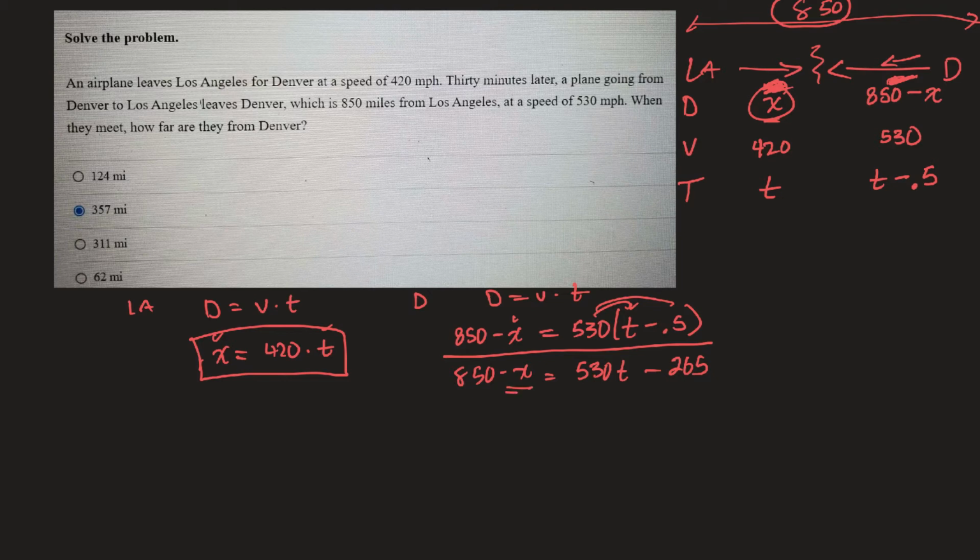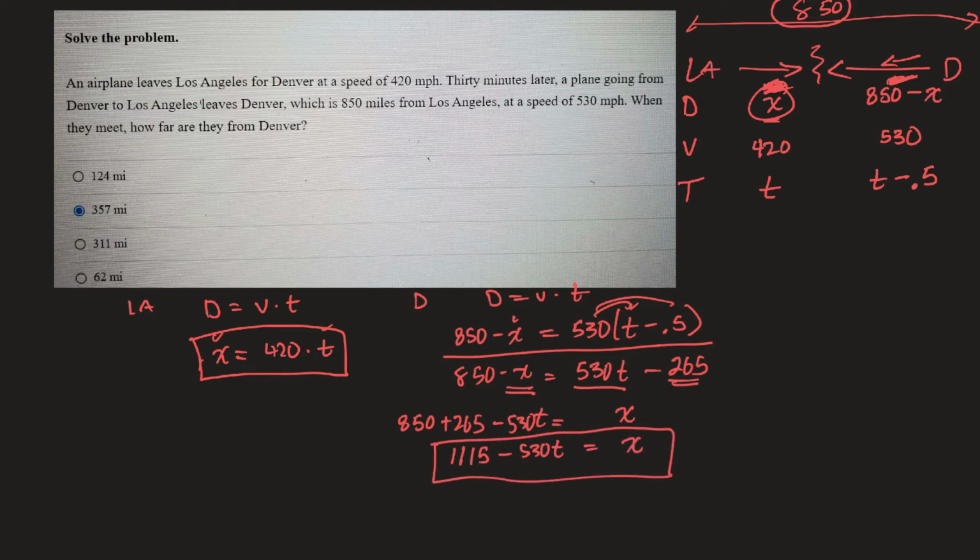Let's maybe move the x to the other side so it becomes positive. And then let's move this 265 over and it'll become positive. So 850 plus 265. And then let's bring this 530 over too. So this would be minus 530t. Good. Okay, if I add those, that'll give me 1115, I think. Minus 530t is equal to x.